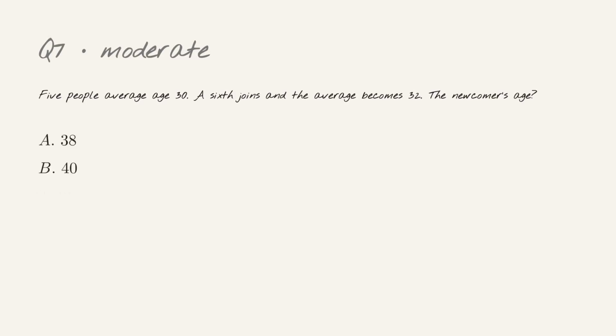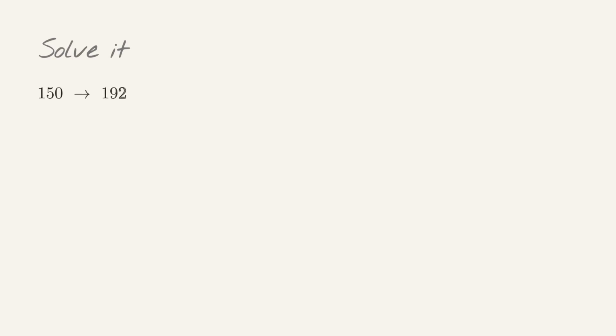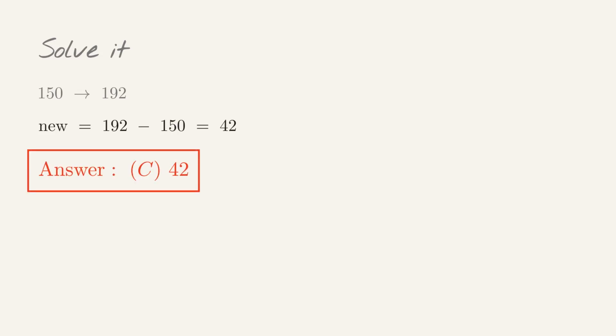New total minus old total. Pause. Give it a real attempt, then I'll walk through it. 5 at 30 is 150. 6 at 32 is 192. The newcomer accounts for the gap, 42.